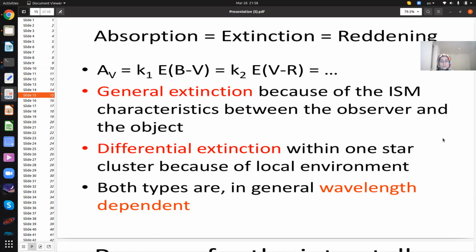We can also say that the reddening depends on wavelength. So if we have reddening in the red region, we should have reddening also in other regions too. And you see we have a differential extinction within one star cluster because of the local environment. I will explain about it later.